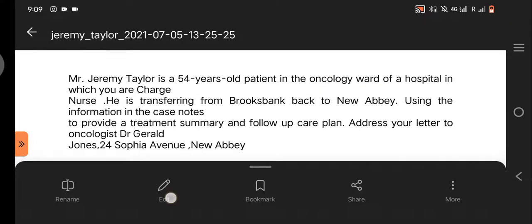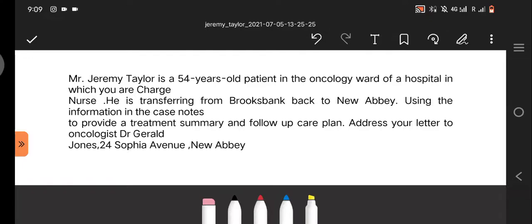Mr. Jeremy Taylor is a 54-year-old patient in the oncology ward of a hospital in which you are charge nurse. He is transferring from Brooks Bank back to New Abbey. Using the information in the case notes, provide a treatment summary and follow-up care plan. Address your letter to oncologist Dr. Gerald Johns, 24 Sophia Avenue, New Abbey.